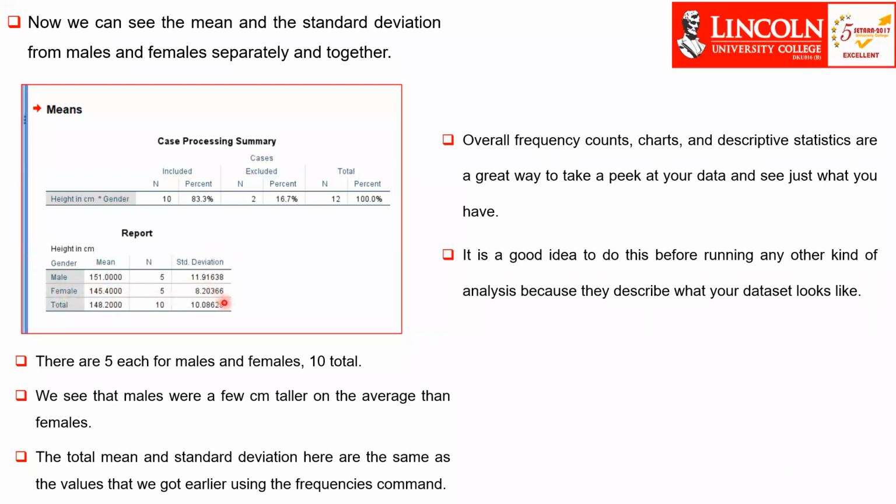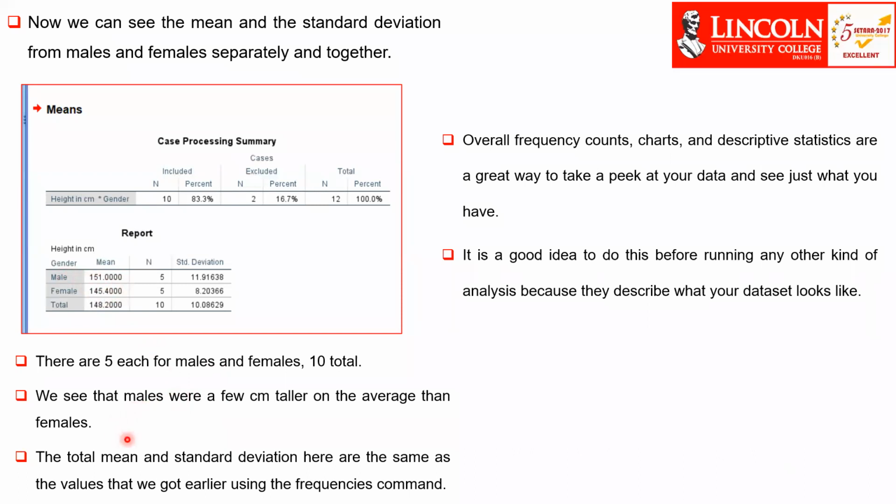That's what I just mentioned here. There are 5 each for males and females, total is 10. And we'll see that males were a few centimeters taller on average than females from this value. Males are higher than females, a few points higher. So that's telling you that males are kind of taller than females from this result.